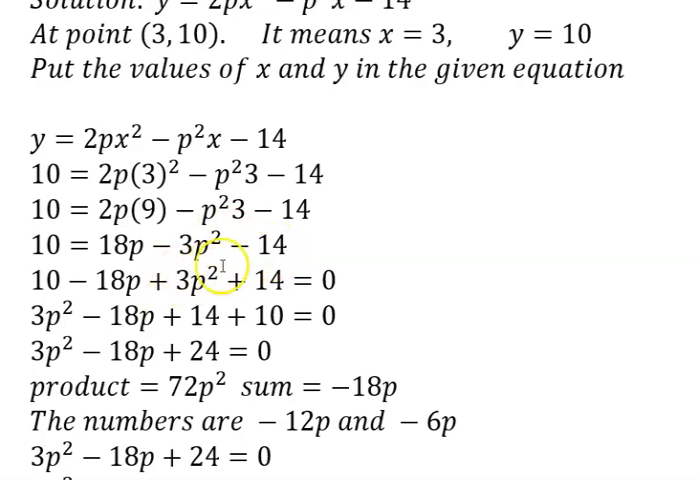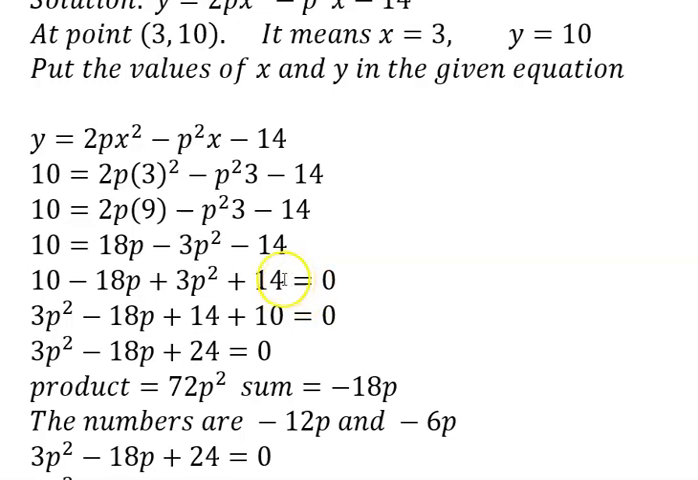So, awesome. All the values we have here, let's bring them inside the equality sign. Beautiful. So we have our 10 here already. This is plus 18p. If it crosses the equality sign, it changes to minus 18p. This is minus 3p squared. If it crosses the equality sign, it changes to plus 3p squared. This is minus 14. If it crosses the equality sign, it changes to what? Plus 14 equals 0. Awesome.